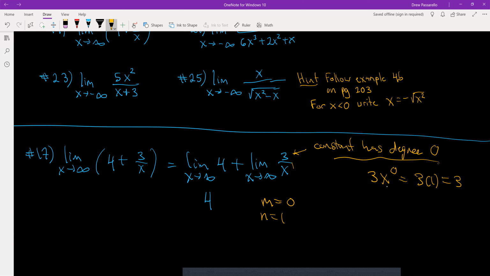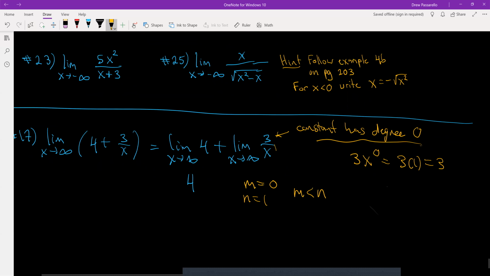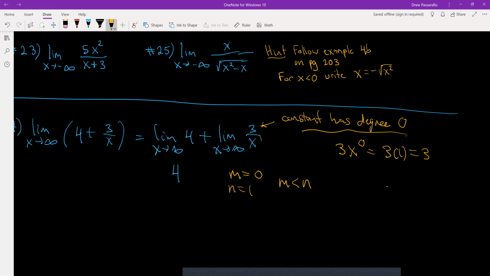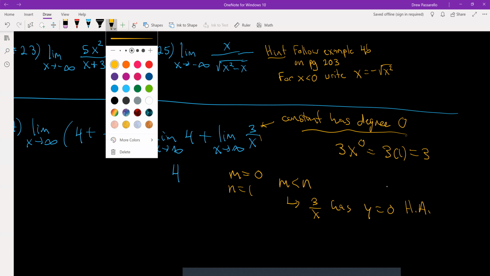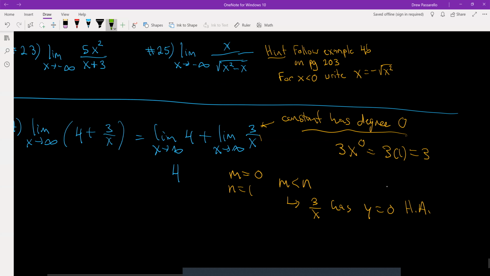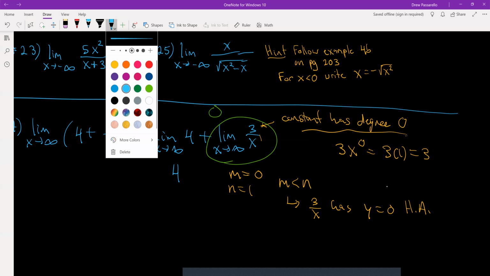And so since m is less than n, that means 3 over x has y equals 0 as an asymptote. Right, the degree up top is less than the degree on the bottom. That means that infinite limit is going to be 0. So this is 0. So I have 4 plus 0.